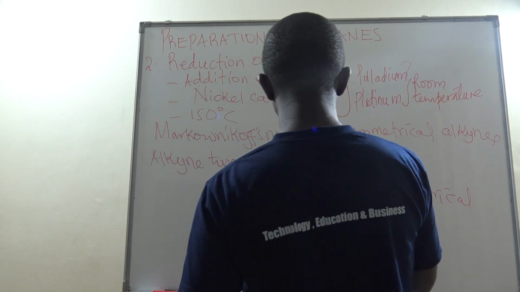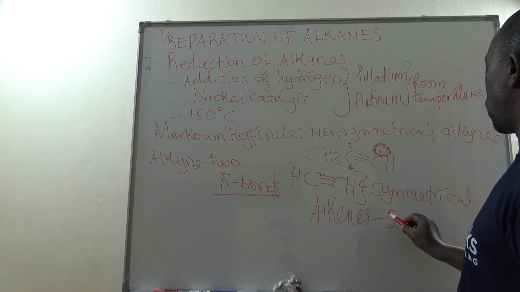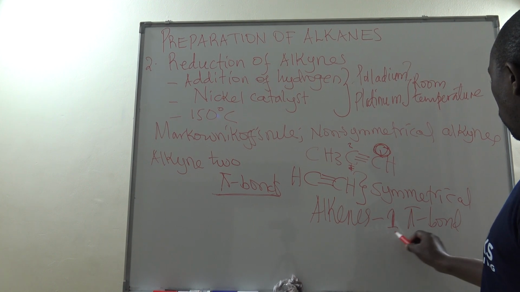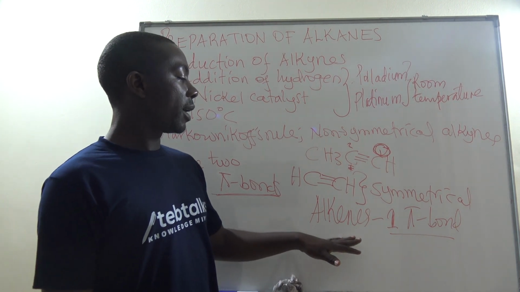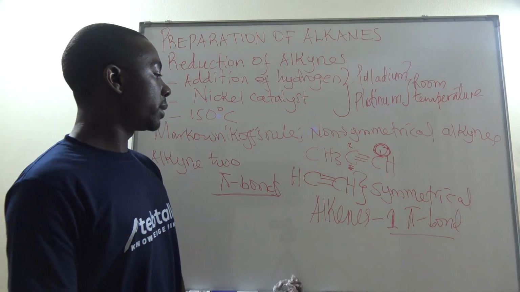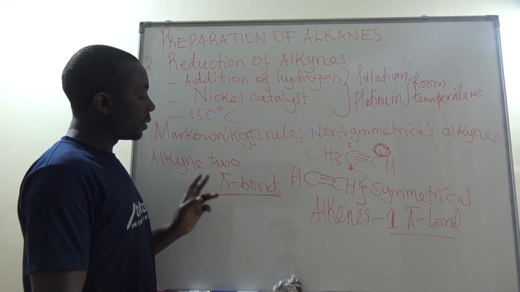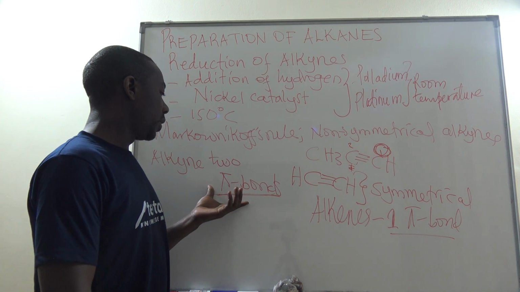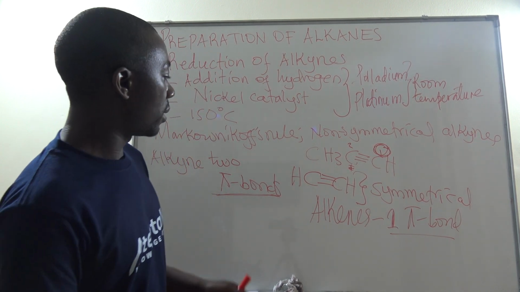But alkenes have got only one pi bond. Since they have only 1 pi bond, they need 1 mole of hydrogen. 1 mole of hydrogen is enough for the reaction of 1 pi bond, and then there remains a sigma bond which does not participate in chemical reactions. But for alkynes, since they have 2 pi bonds, they need 2 hydrogen molecules in order to completely reduce the 2 pi bonds and form the alkanes with only 1 sigma bond.